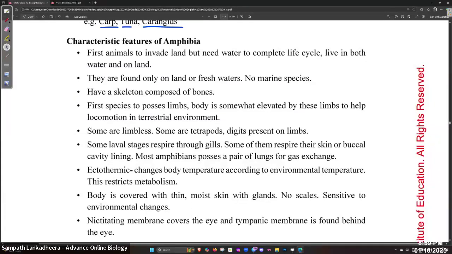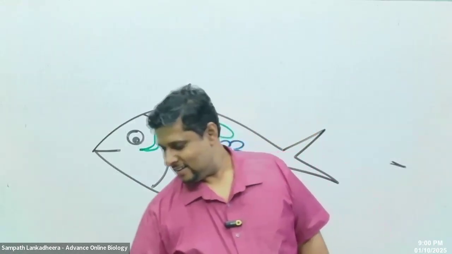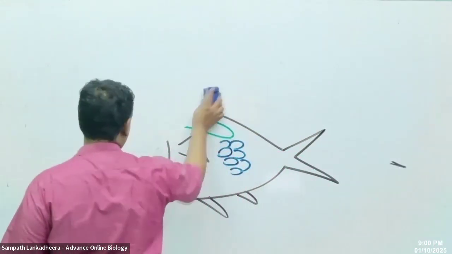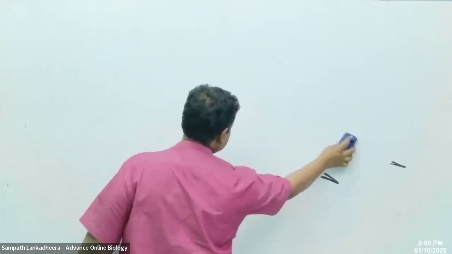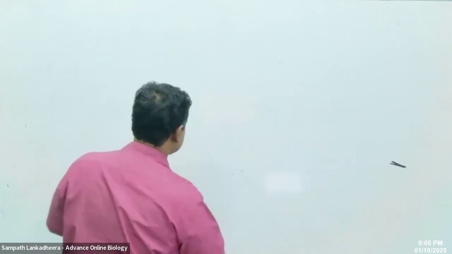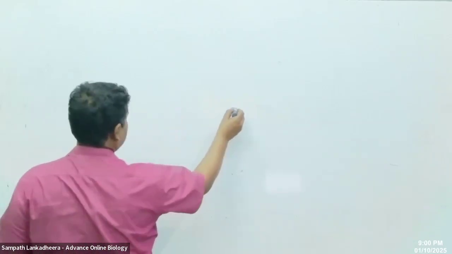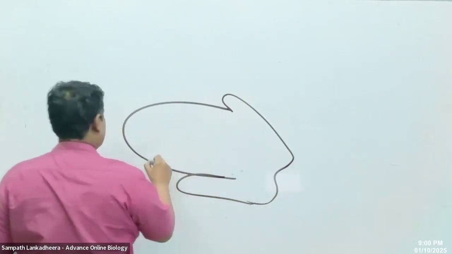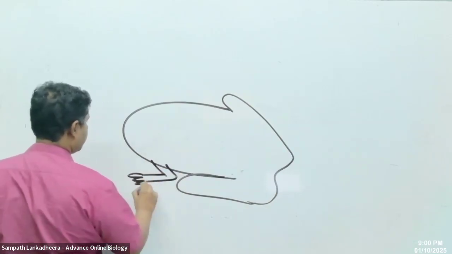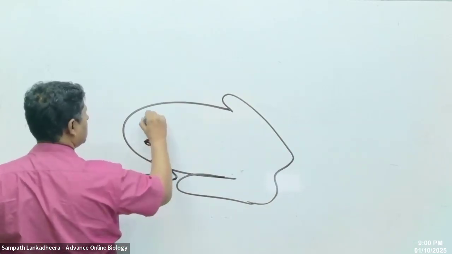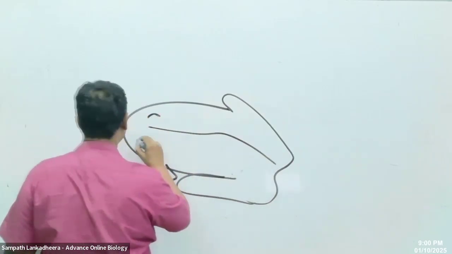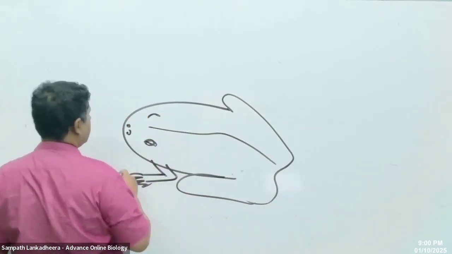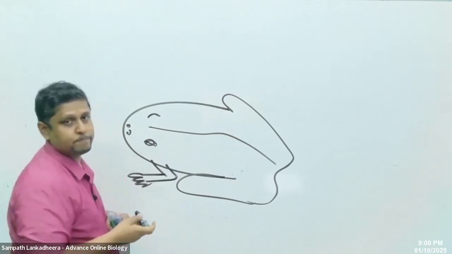Next, amphibians. Let's take features of amphibians. That's easy. Amphibians, toads and frogs. Sometimes some limbless amphibians are there, Ichthyophis. So what are the features that you can see among amphibians?